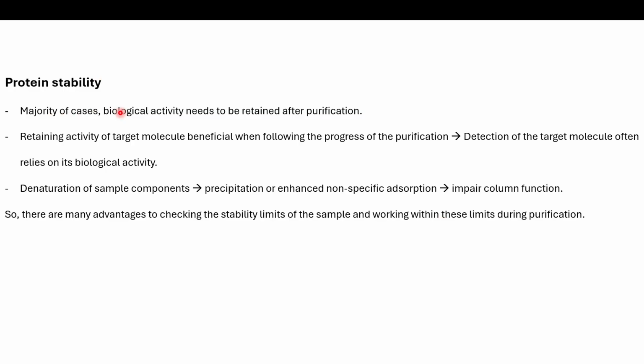Protein stability, biological activity needs to be retained after purification. So retaining the activity of the purified protein is essential while following the progress of the purification. Okay, so when you are detecting the target molecule, you should always be wary of whether it's functional or not, whether it's showing its biological activity or not. And you should be careful that it is not denaturing or degrading or precipitating out or showing any kind of non-specific absorption onto the column matrix. So all these eventually impair the column function.